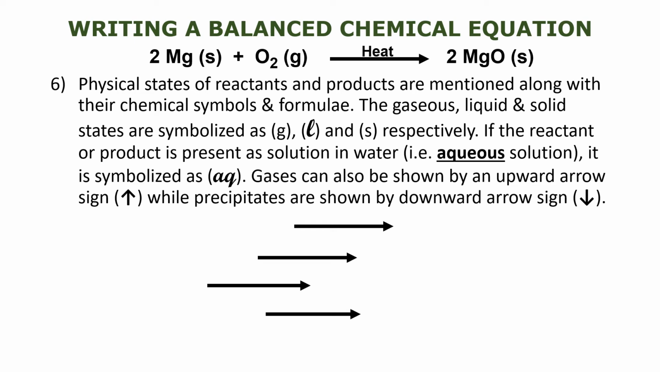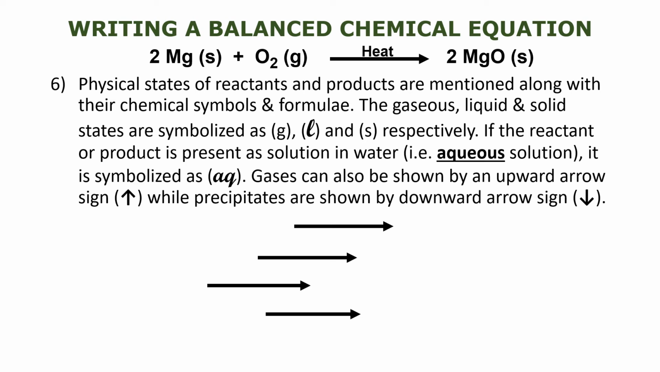AQ means aqueous. Gases can also be shown by an upward arrow sign, while precipitates are shown by a downward arrow sign. Now gases usually move upwards. So instead of writing G for gaseous, you can also show an upward arrow sign for gases. And for precipitates, you have to show a downward arrow sign.